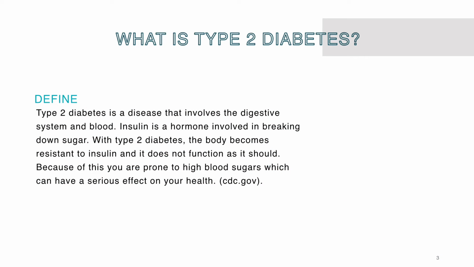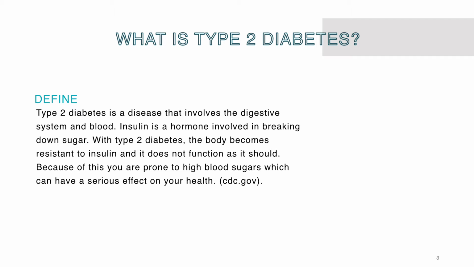So what is type 2 diabetes? Type 2 diabetes is a disease that involves the digestive system and the blood. So what you eat goes through your body and your blood. Insulin is a hormone involved in breaking down sugar. It helps remind your body to store sugar and release it when needed.